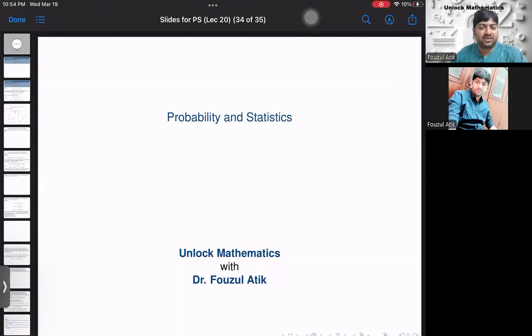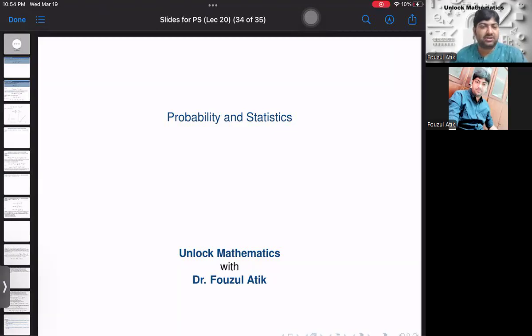I am giving a series of lectures for the course Probability and Statistics, and we are on the topic of continuous type random variables. In the previous two lectures we discussed the probability density function and cumulative distribution function of the continuous random variable, then mean, variance, standard deviation, and we solved a couple of examples.